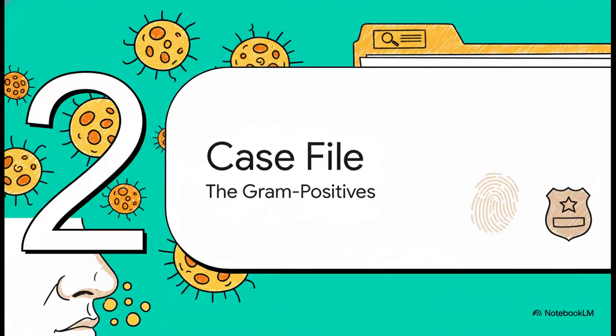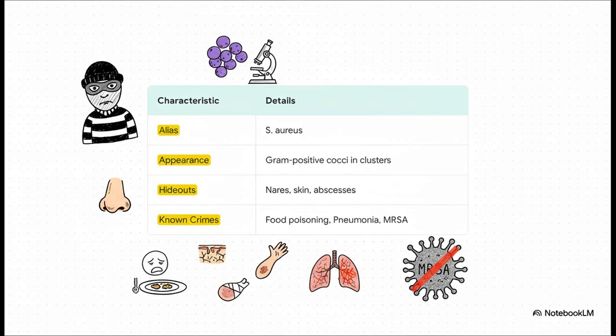So let's open up the case file on one of our most wanted gram-positives, the very same one we found hanging out in our noses, Staphylococcus aureus. And here it is, the complete rap sheet for S. aureus. You can see its aliases, what it looks like under the microscope, kind of like a cluster of purple grapes, and its usual hideouts. But that known crime section, well, that's where it really earns its reputation. This bug can go from being a totally harmless bystander to the mastermind behind some really serious conditions, including the infamous, hard-to-treat MRSA you hear about in hospitals.